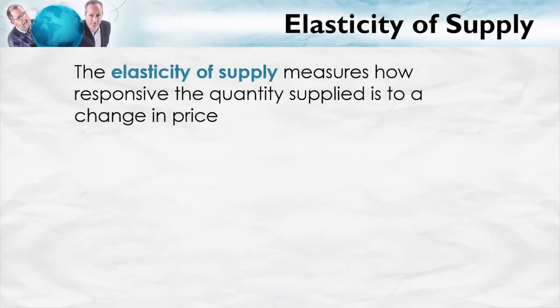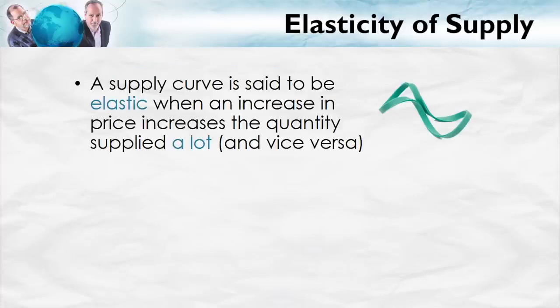The elasticity of supply measures how responsive the quantity supplied is to a change in the price. So it's almost the same as the elasticity of demand, except instead of measuring the responsiveness of the quantity demanded, it measures the responsiveness of the quantity supplied to a change in price. A supply curve is said to be elastic when an increase in price increases the quantity supplied by a lot. And similarly, vice versa. That is, when a decrease in price decreases the quantity supplied by a lot, then we say that the supply curve is elastic.